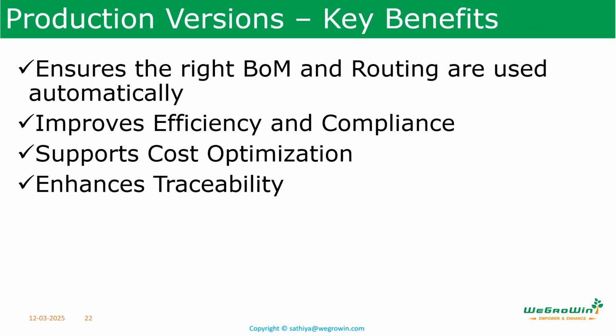So what are the key benefits of the production version? The production version ensures the right BOM and routing are used automatically based on the date or location or the combination of alternate BOM, these kinds of things. Also, it improves the efficiency and compliance with regional manufacturing laws, and it also supports cost optimization by allowing alternate suppliers and processes to be selected for the production process. Also, SAP logs which version was used for each batch, so it enhances traceability.